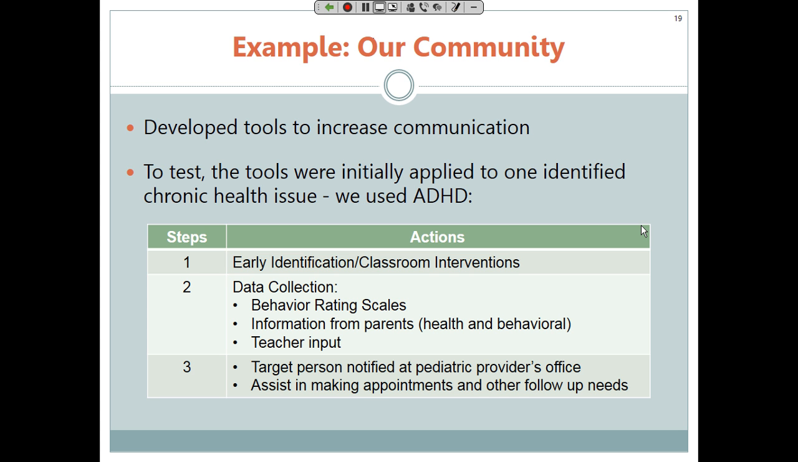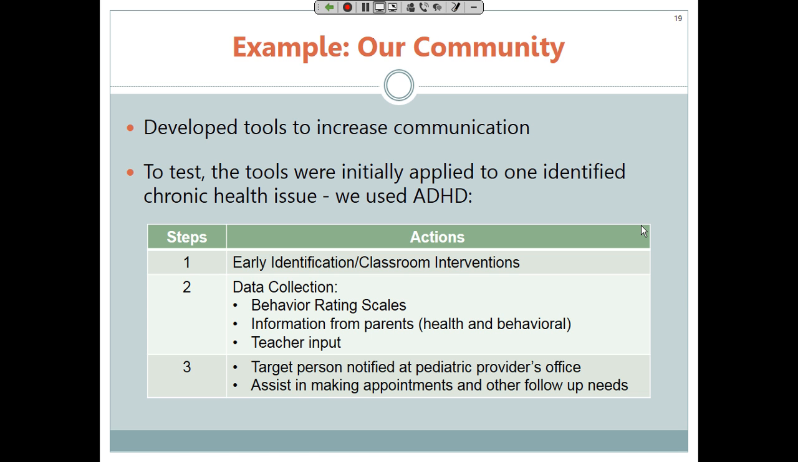But to test the tools, we initially applied them to address ADHD. So we were looking at early identification and classroom interventions. We were looking at data collection and the school nurse as being the point person to collect data and consolidate it. And we were looking at identifying a target person, a point person at the pediatric office or the primary care provider's office who could assist in facilitating the information and getting it to the doctors.